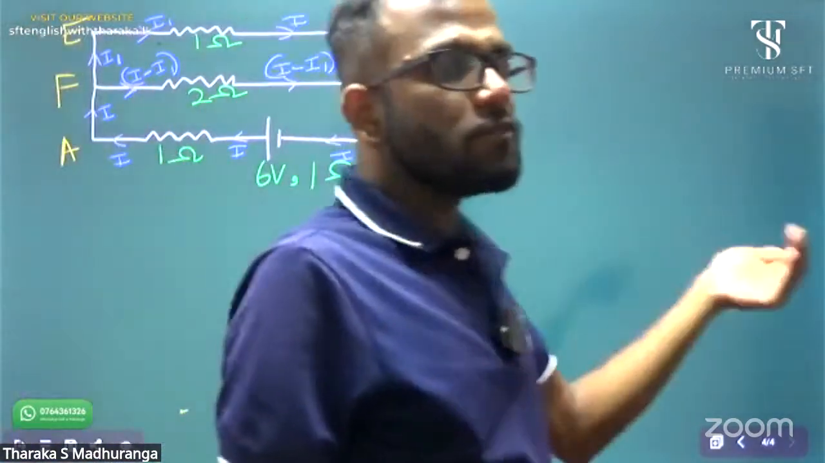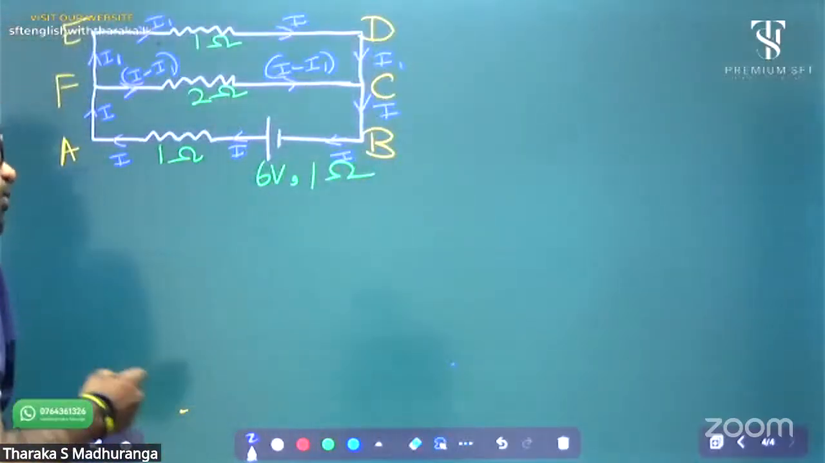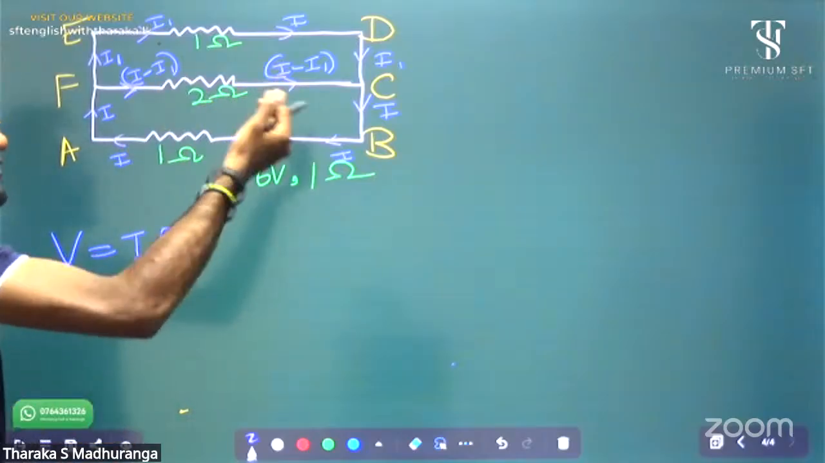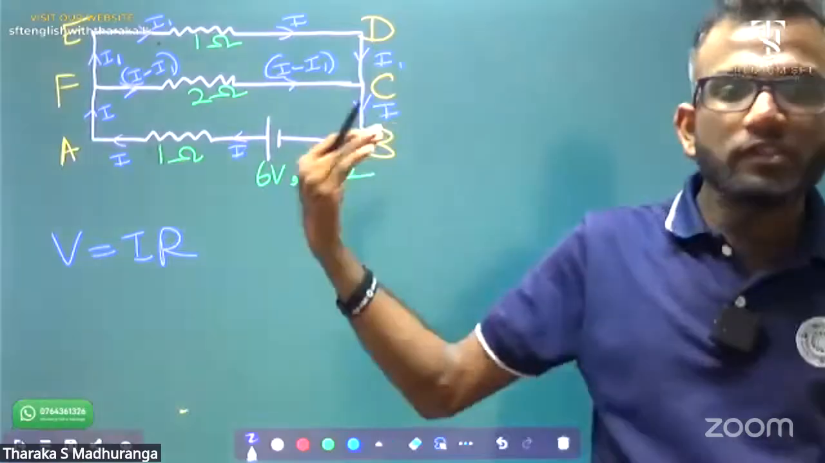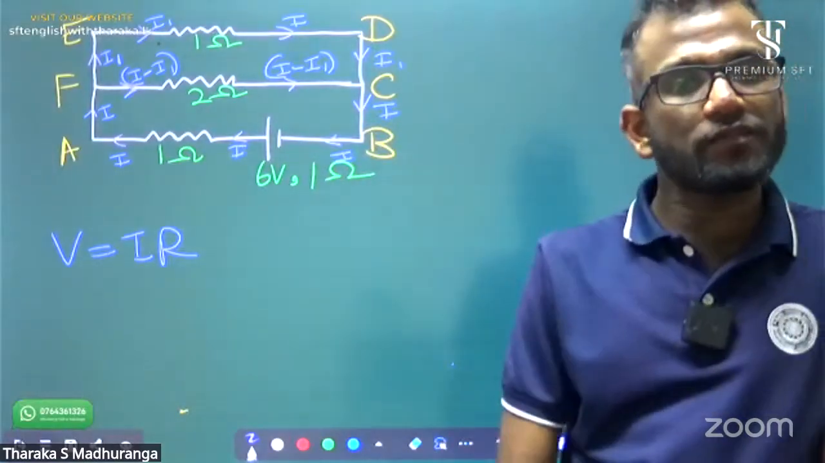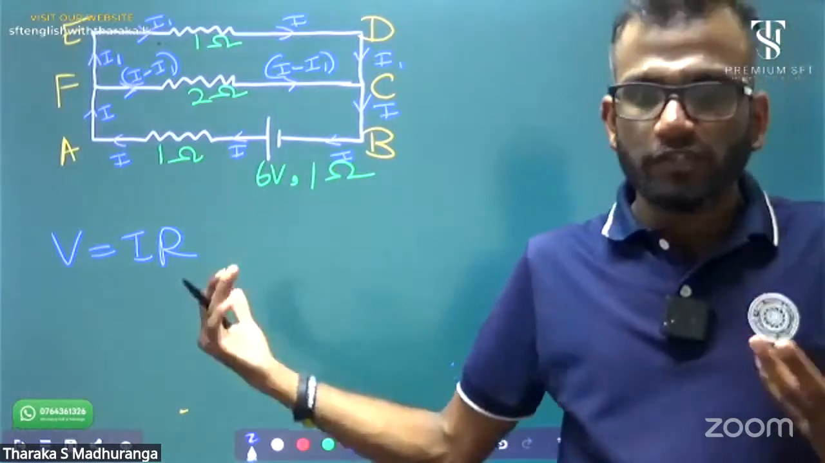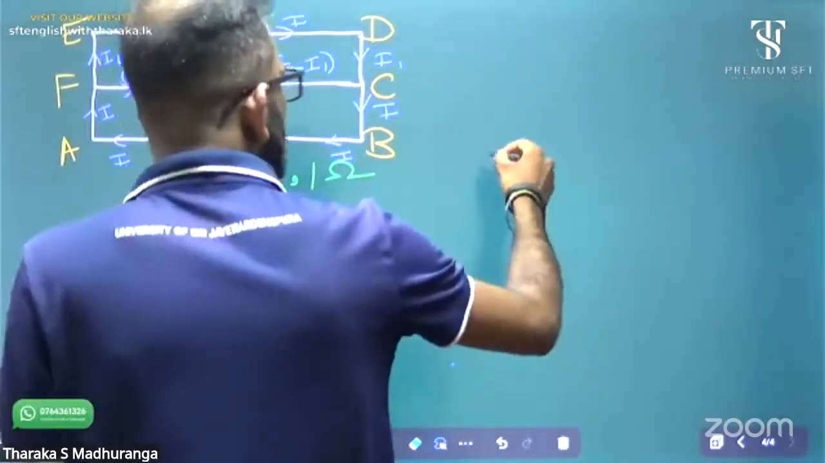The problem is we can't use Ohm's law, V equal IR, the simple method. What's the problem? It has two currents. Current dividing, that's the problem. You can't use the V equal IR equation for this type of circuit. Okay, you don't need Kirchhoff's law.